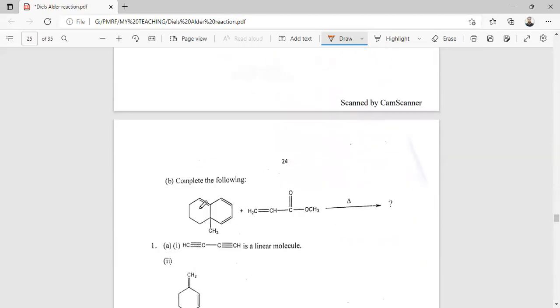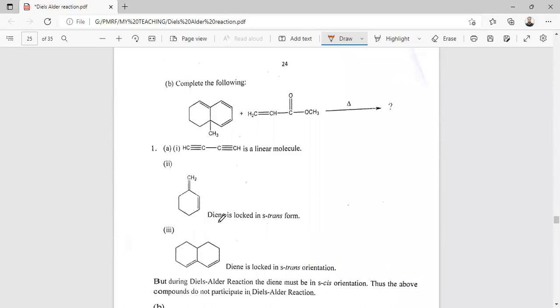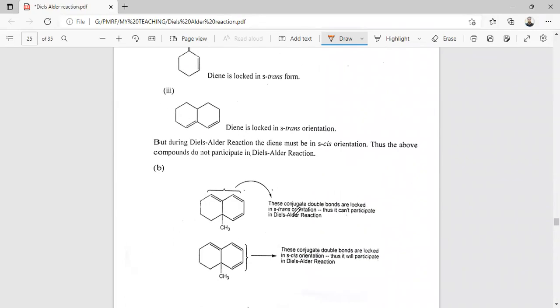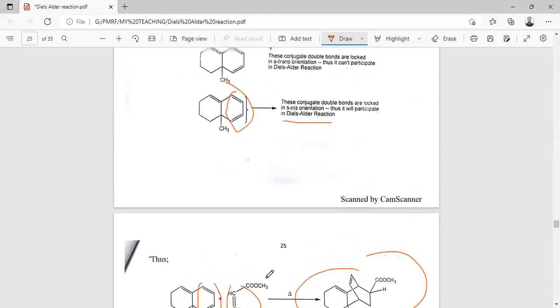The next question is to complete the following. Here, these conjugated double bonds are locked in the s-trans orientation, so they cannot participate in the cycloaddition reaction. But here, this double bond is locked in the s-cis orientation. Thus, it will participate in the cycloaddition reaction. So this diene and this dienophile will react to give this product. Here the coefficients of the terminal carbons are higher in the HOMO of the diene system, and the coefficient of the terminal carbon of the dienophile bearing an electron withdrawing group is larger.